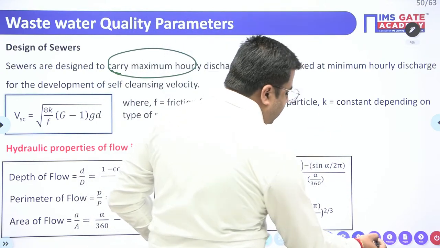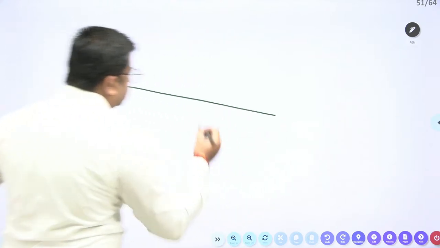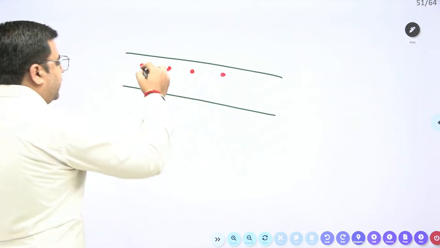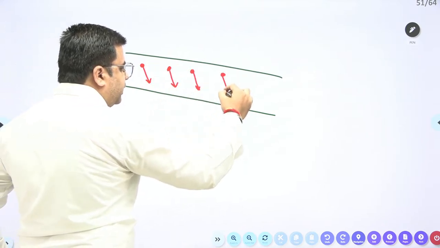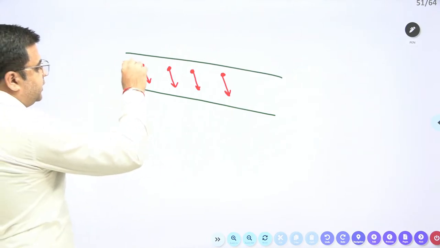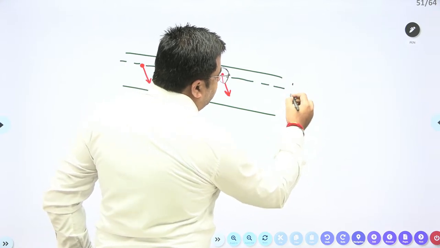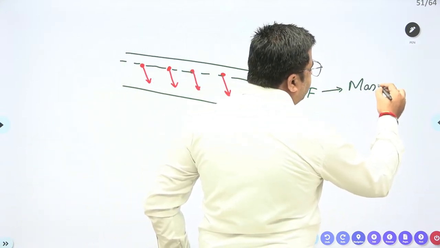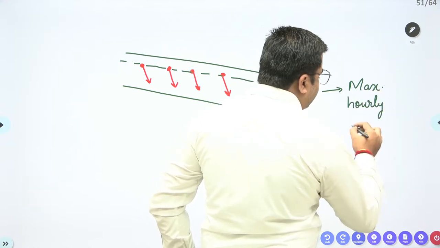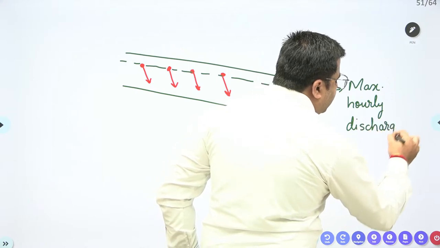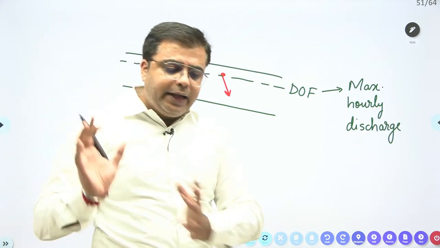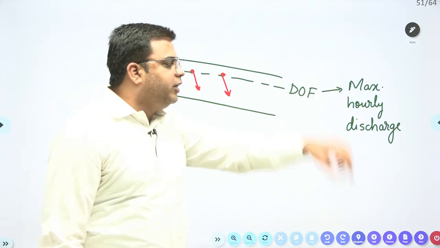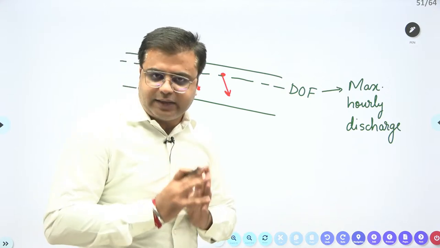My dear students, if I talk about self-cleansing velocity, let me draw a sewer in front of you. If this is a sewer and in this sewer these particles are there, right? These particles will undergo settlement while being transported. If this is the depth of water, this is the depth of flow during maximum hourly discharge, sufficient turbulence is present to carry these suspended solids along, and they do not settle when the depth of flow corresponds to the maximum hourly discharge for which the sewers are designed, right?